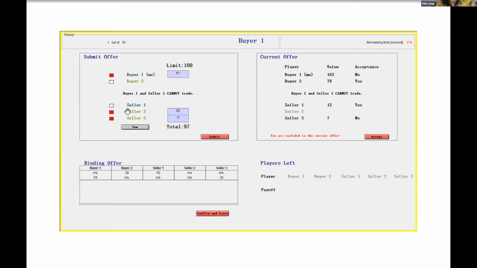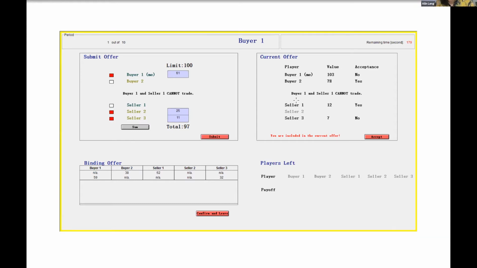The offer has 2 elements. The first is the players included, and the second is the payoff for those included players. The sum of the entered payoffs cannot exceed the limit. The limit is the coalitional value defined by the cooperative game. So if you click the submit button, this offer is moved from the offer submitting box to the current offer box, or the offer accepting box.